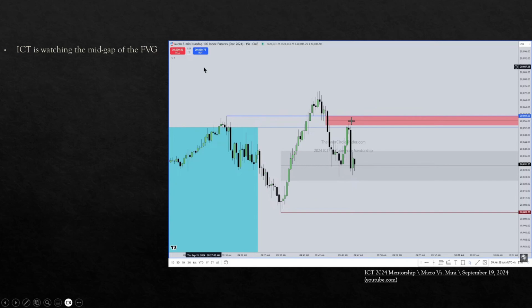You can see the market traded into the SIBI right here, into the upper portion and to the lower portion of that SIBI, as he outlined in his first scenario. And now we're going over to scenario 2. We would like to see the market treat this as an inversion fair value gap.